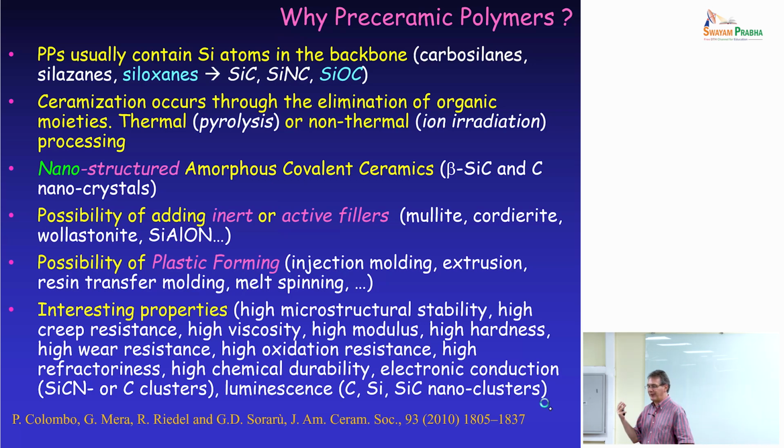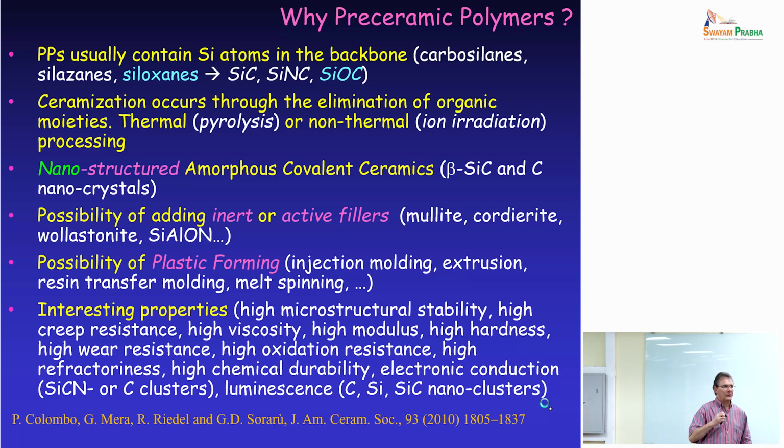So you make your part, you shape your part using these polymers. You obtain a fully polymeric material that has the characteristics of a polymer, and then you convert that to a ceramic material by the elimination of the organic moieties. You can do that typically thermally, and if you want to retain carbon in the material, then you need to do that in inert atmosphere. Or if you want to obtain oxides, then you can process in air.